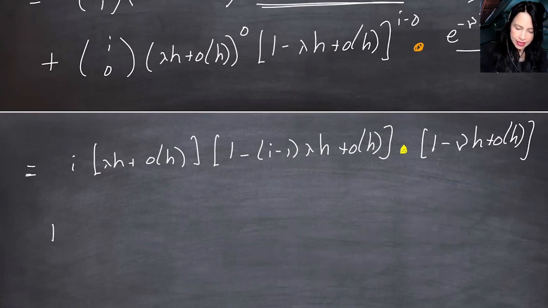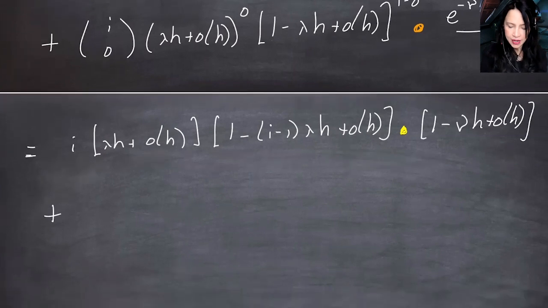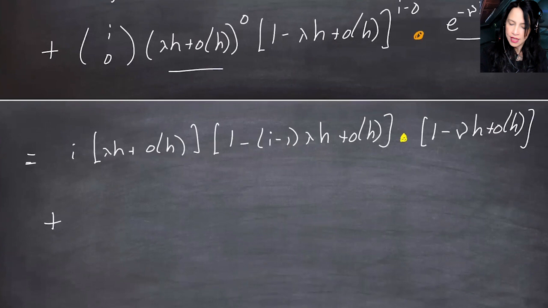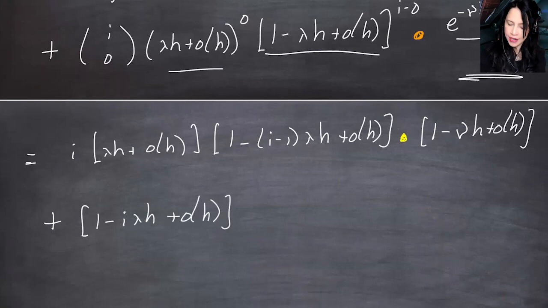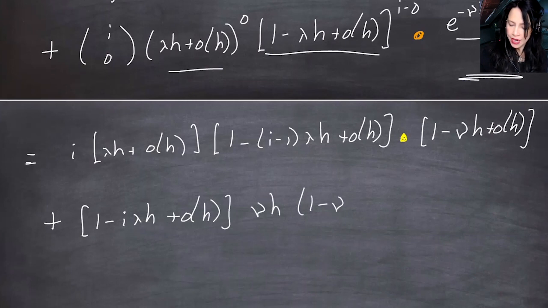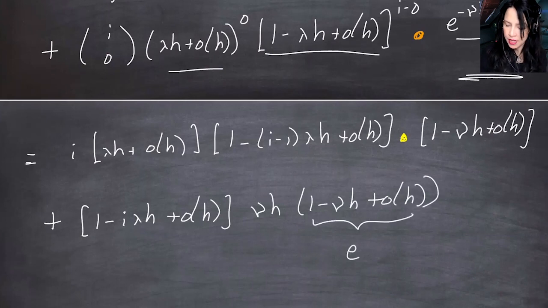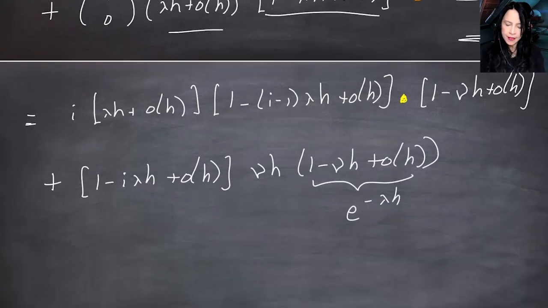Okay, so the next line, which is at the top of the screen now, i choose 0 is 1. This to the 0 is 1. This to the i, by computational simplification 3, is 1 minus i lambda h plus little o of h. And then over here, I've got nu times h times 1 minus nu h plus little o of h. So that part comes from the e. Whew, lots of stuff here.